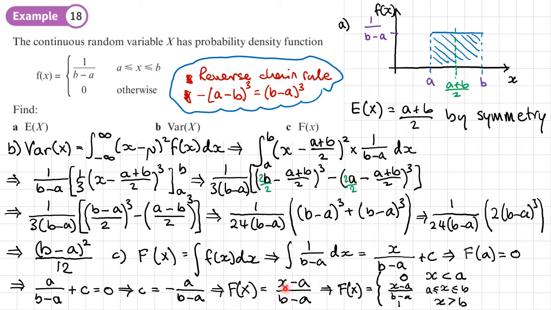Now, this is given in the formula book, but it's useful to be able to prove it from first principles, but definitely for var x, that's something we definitely need to be able to prove from first principles.